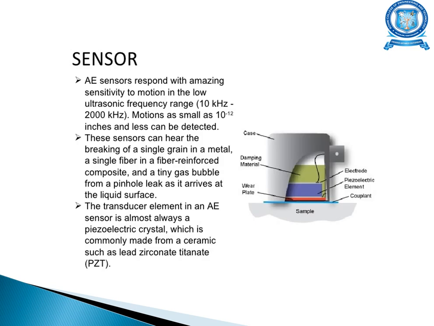Now the sensors. The acoustic emission sensors have amazing sensitivity to motion in the low ultrasonic frequency range, that is 10 kilohertz to 2000 kilohertz, and motions as small as 10 to the power minus 12 inches and less can be detected. So these sensors can hear the breaking of a single grain in a metal, a single fiber in fiber reinforced composites, and tiny gas bubbles from a pinhole leak as they arrive at the liquid surface.